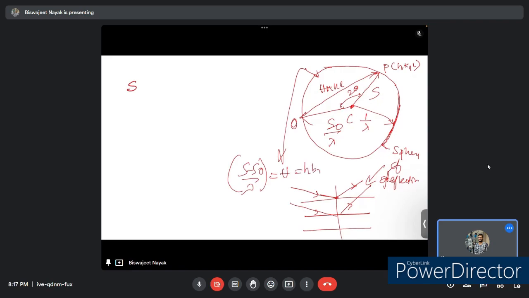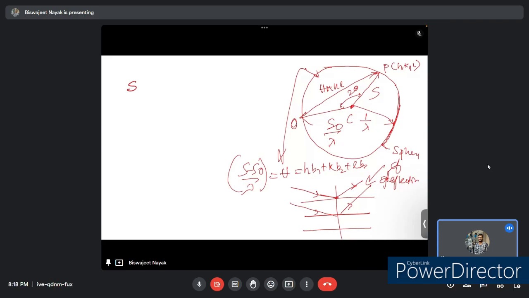So this one is a representation of this equation. The vector S0 by lambda is parallel to the incident beam, and here we can see this length is written in terms of 1 by lambda. So that's why we can say this is in a reciprocal space.